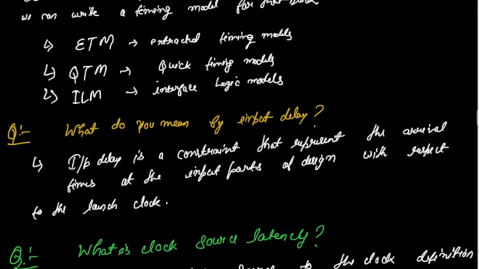What do you mean by input delay? Input delay is a constraint that represents the arrival time at the input port of the design with respect to the launch clock. It is the delay that represents the arrival time at the input port with respect to the launch clock.